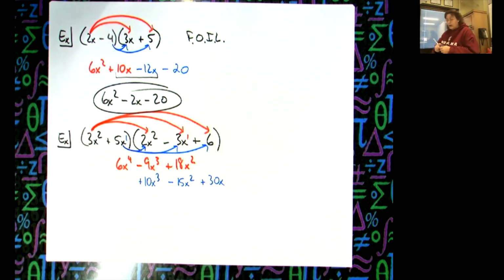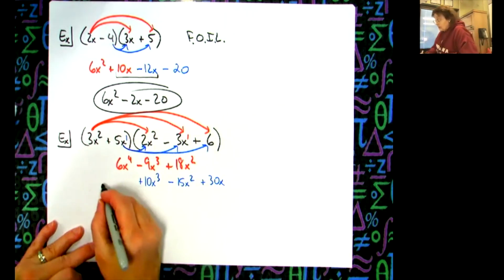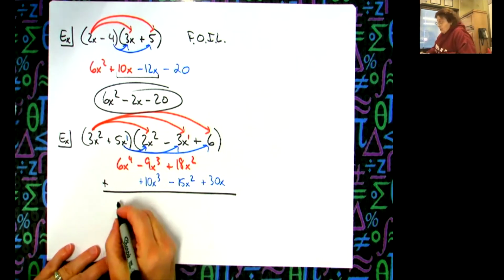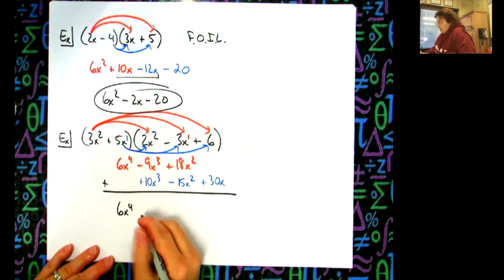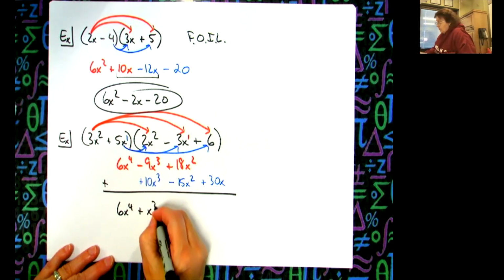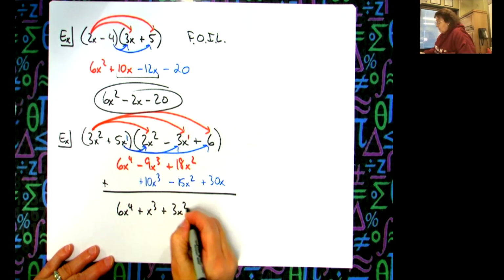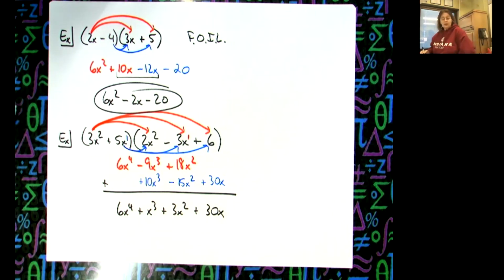Okay, so just another method. And when this gets really, really long, this helps. Everything is now matched up for you. So I'm going to have a final answer of 6x to the 4th, right there x to the 3rd, subtracting there, I'm going to have a 3x squared and then a plus 30x. And again, don't let me make any mistakes. If you're seeing any mistakes, somebody yell at me.